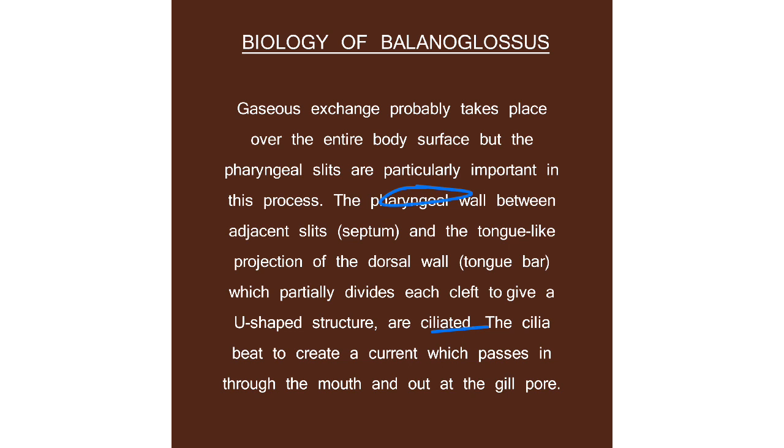When water is passed through the mouth, remember that the formula for water is H2O, right? Which means oxygen is present in water. So they are going to undergo respiration, and they will get the oxygen. You understand? That is very useful for their metabolism, from the water. So the remaining water that is not needed is going to pass through the gill pore, and that is how they respire.